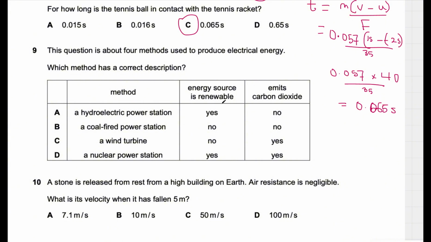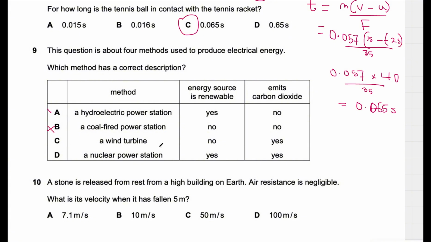Yes, it's a renewable source. Does it emit carbon dioxide? No, it does not. A looks correct, but we have to check the other options. Coal fire: is it renewable? No, coal is not renewable, it's a fossil fuel. Does it emit carbon dioxide? Yes. So this one is wrong because it emits carbon dioxide.